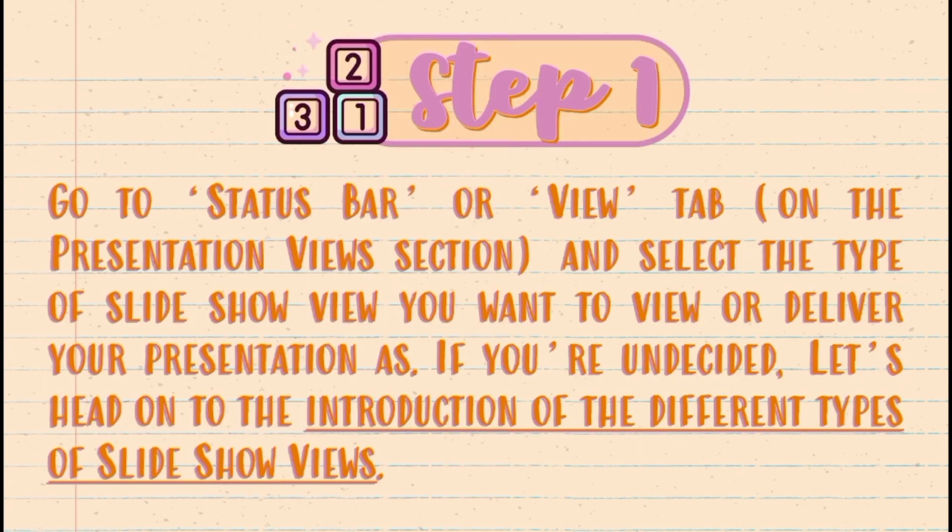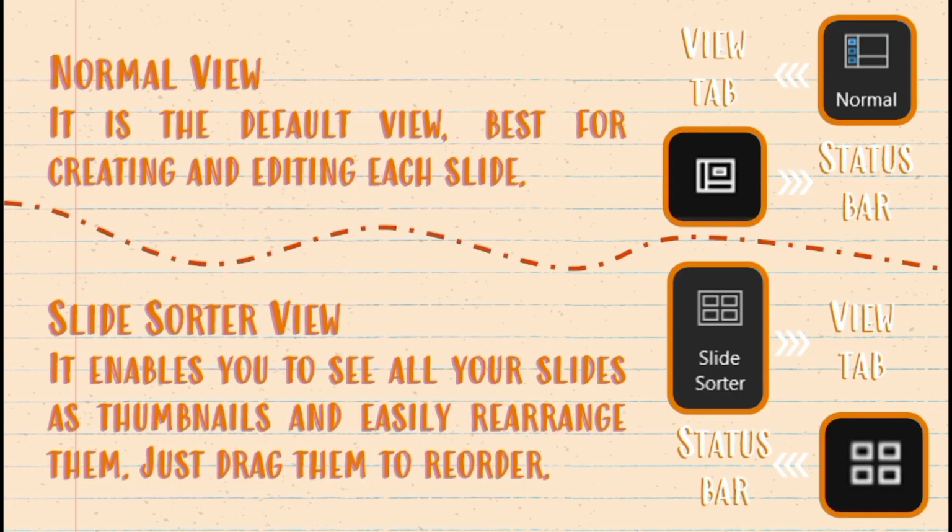Step number 1. Go to status bar or view tab and select the type of slideshow view you want to view or deliver your presentation as. If you are undecided, let us head onto the introduction of the different types of slideshow views. First, we have the normal view. It is the default view best for creating and editing each slide.